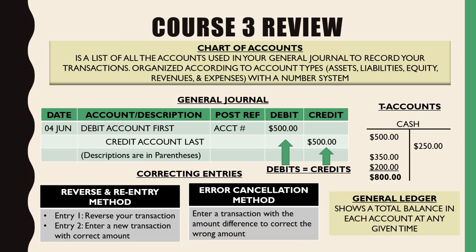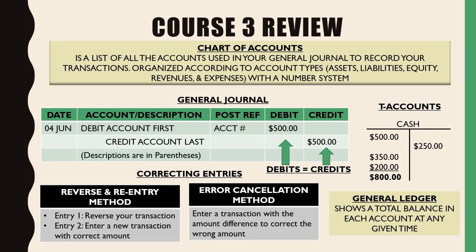So, course review. We talked about what the chart of accounts does. It's a list of all the accounts that exist for you to be able to record your daily business transactions. We record those daily business transactions in our general journal, which will look like this, where you have the account names, the date, the account number, the amount of money that was spent or transferred in terms of dollars, and of course we also have the description, and our debits equal our credits.